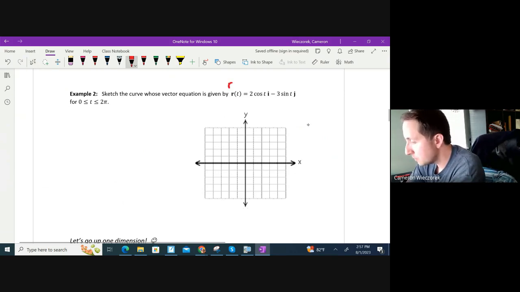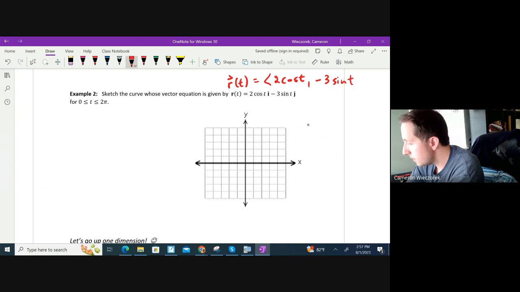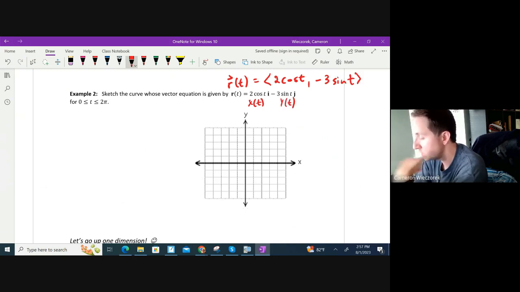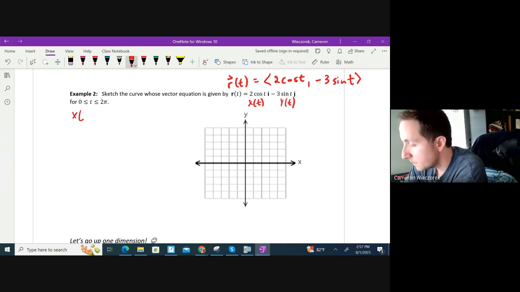I'm going to write this in component form. r of t equals 2 cosine t comma negative 3 sine t. And you might know what this is from your previous study of parametrics. There's your x of t and there's your y of t component functions. So I'm going to write those down. x of t is 2 cosine t, and y of t is negative 3 sine t.